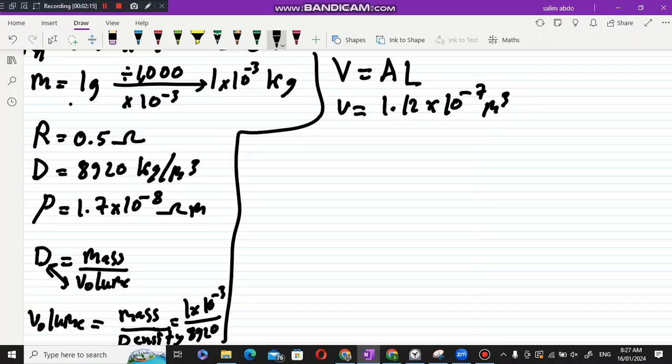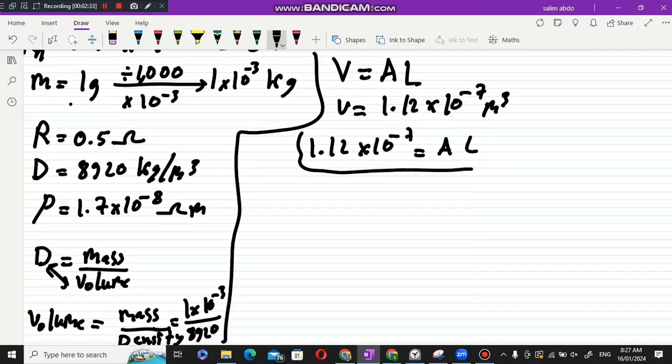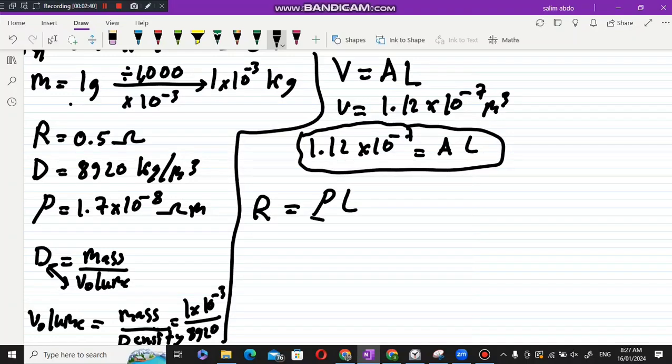So after getting the volume, we can say that 1.12 times 10 power minus 7 is equal to area times length. From this equation, we can write either area in terms of length, or length in terms of area. So let's keep it here for a while and check what we want to eliminate first. We know that resistance is equal to resistivity times length over area. We have a value of resistance, we have a value of resistivity, and we need to find length or area. So here we have two equations with two unknowns.